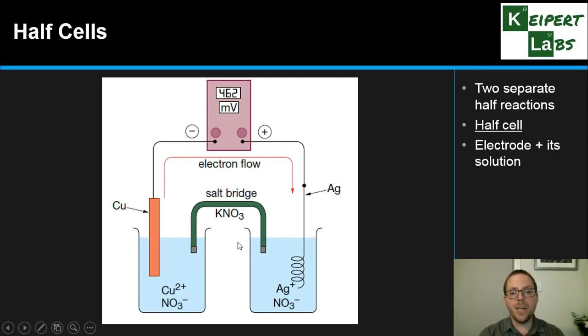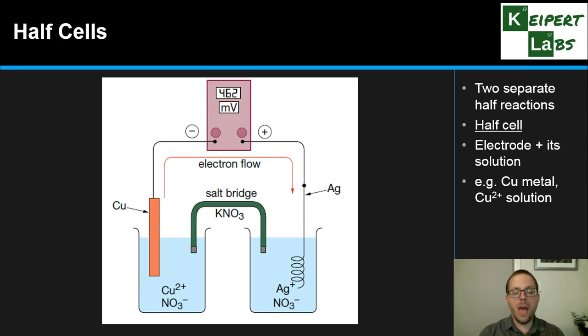So it consists of an electrode plus its solution. So copper metal plus the copper 2 plus solution. Silver metal plus the silver 1 plus solution. So they are the different half cells in this particular galvanic cell that we're connecting.